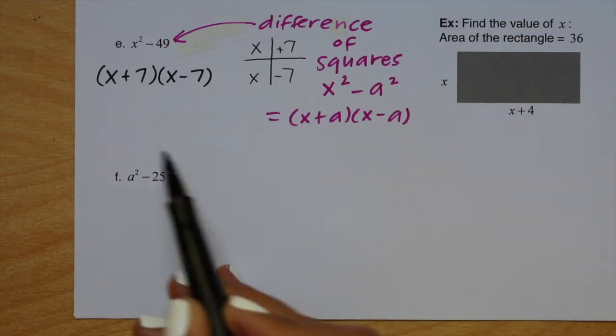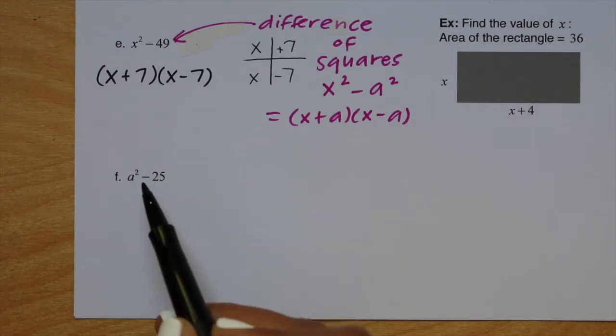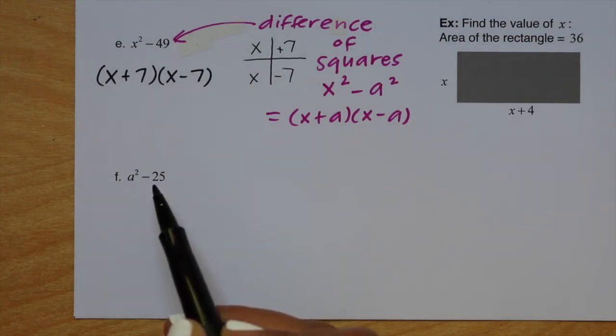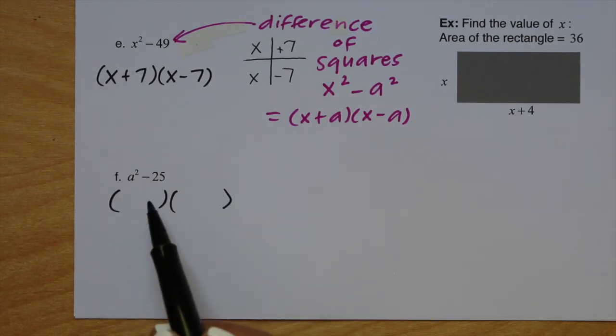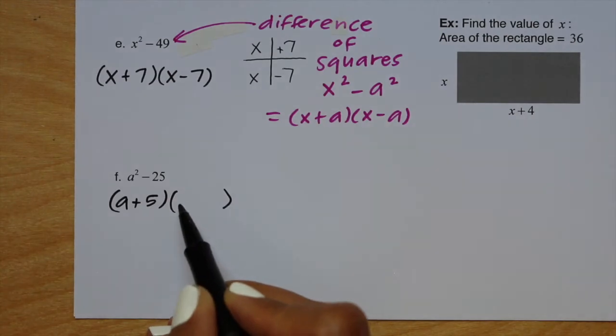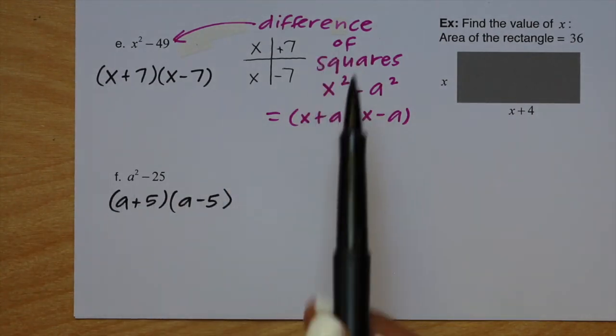So keeping that in mind for this next problem, we still have a difference of squares right here. You have a squared minus, and this is 5 squared. So using the difference of squares factor pattern, we're going to go a plus 5, and over here is going to be a minus 5. So this is your answer using the difference of squares pattern.